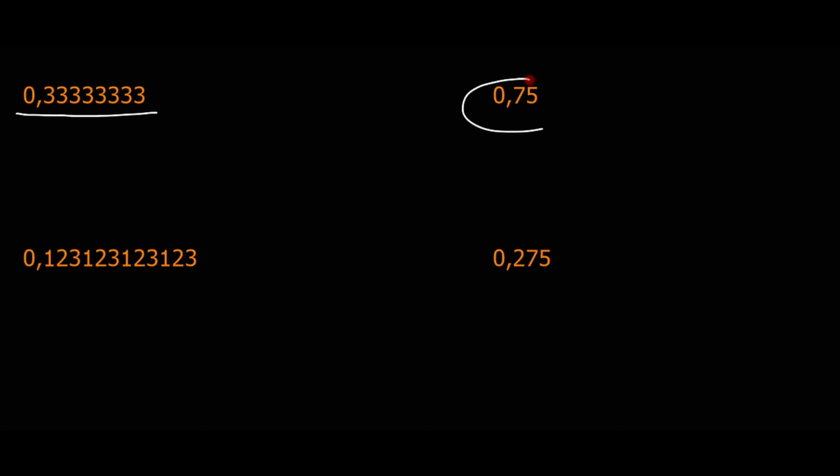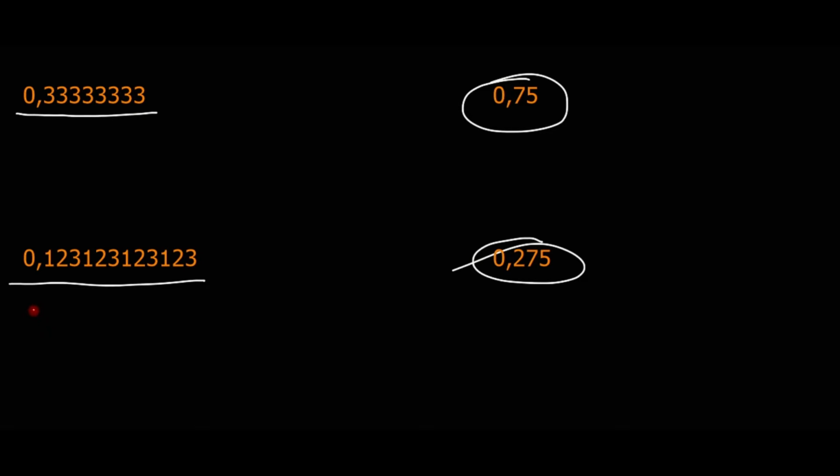Look at this one, 0.75. You can see that this one ends. So this one we call a terminating decimal, and even this one is a terminating decimal. But as for this one and this one, we have a recurring decimal, a decimal that has a specific pattern but does not end.